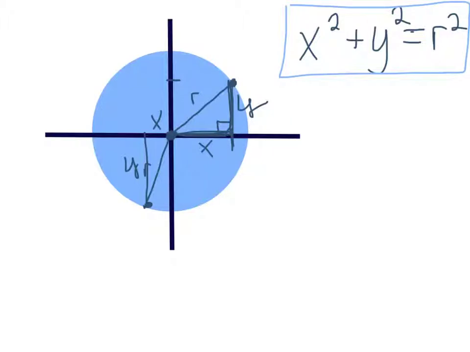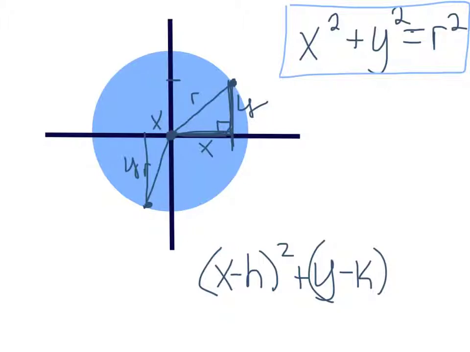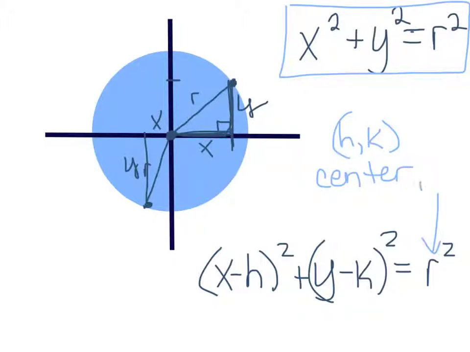And the standard equation for a circle that you need to know is (x minus h) squared plus (y minus k) squared equals the radius squared. And this is on your formula chart. You don't have to memorize it. You just have to know what all the parts stand for. h and k is the x and y coordinates of your center. And of course r is your radius.